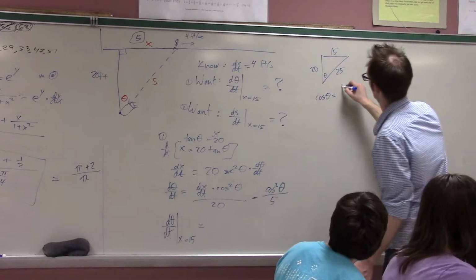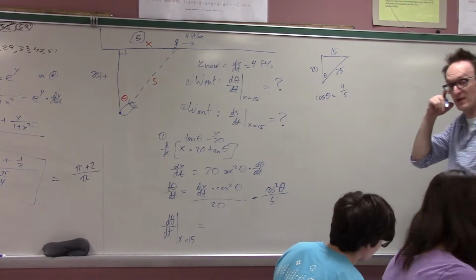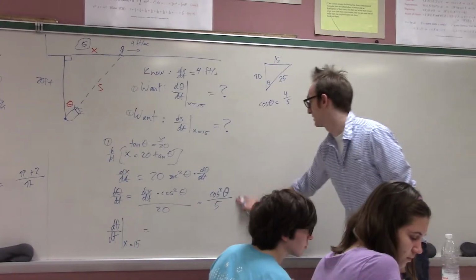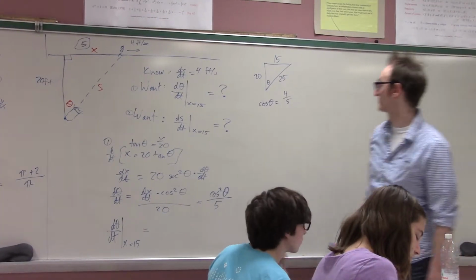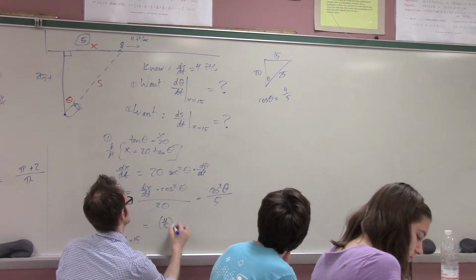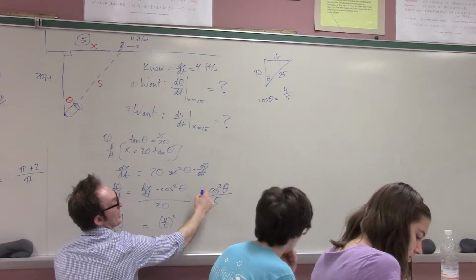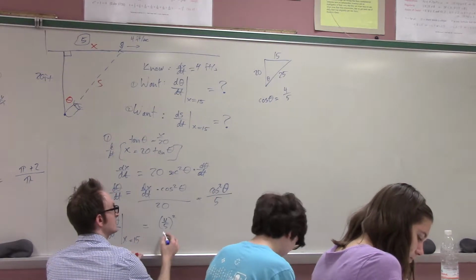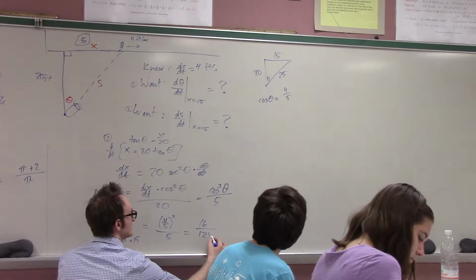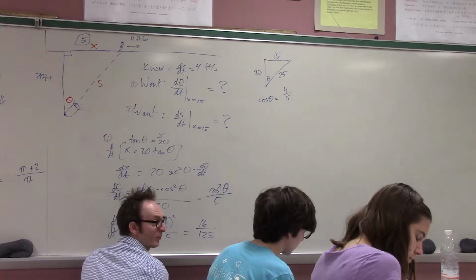So much going on here. There's a lot of math. So if cosine theta is 4/5, then cosine squared theta is 4/5 squared. That's what cosine squared theta is when x is 15, all over 5. Final answer, 16/125. And what are the units?